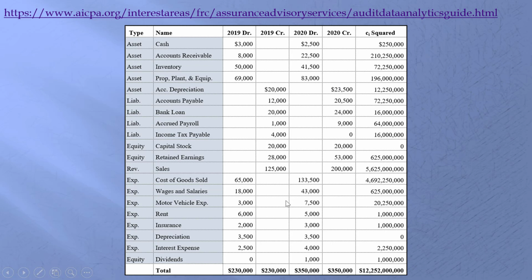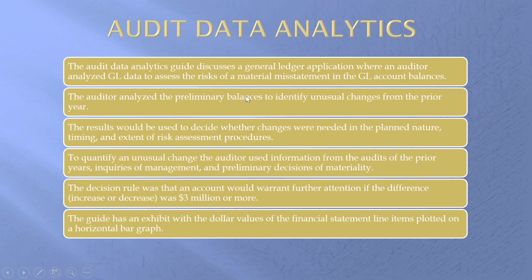And so I made up this example. You can see sales go from 125 to 200. That's big. Cost of goods sold went up, doubled. That's big. And so what I would like is some way to automatically identify these large changes here. But we know from the previous chapter that we can do that. We can use that vector variation score, and we can look at the contribution of a single line item, and we would see that these two ledger accounts contributed largely to the overall change. So, the AICPA's Audit Data Analytics Guide discusses a general ledger application. The auditor wanted to identify unusual changes.